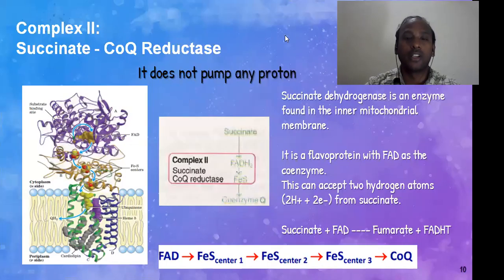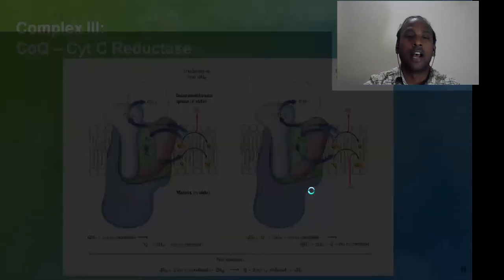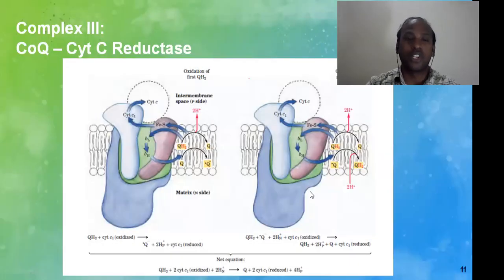And here the important thing is that whenever the electron is transferring in this complex 2, it does not pump any protons. This is important. In the previous complex 1, 4 protons are pumped from the matrix to the intermembrane space, but in complex 2, no protons are pumped from the matrix to the intermembrane space. This we should understand. And coming to complex 3, we also call it cytochrome C reductase.